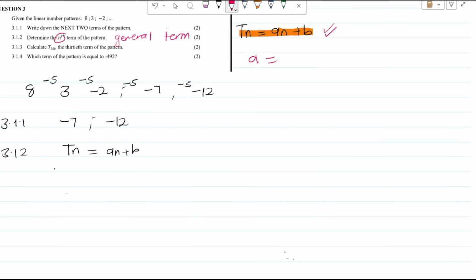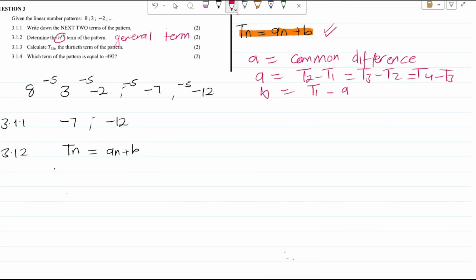For us to get a, we know that a is the common difference. It means that it's common between all the terms. So a is equal to t2 minus t1, which is equal to t3 minus t2, which is equal to t4 minus t3, and so on. Then for b, we say it is the first term minus a. That's how we can get b.